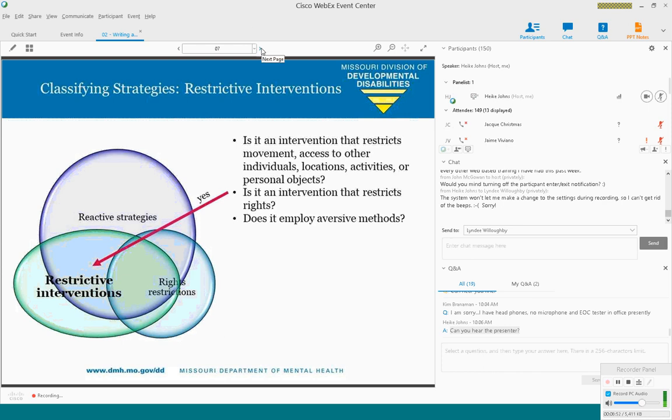So seclusion timeout is an example of something that's both a reactive strategy and a rights restriction. Using a response cost, fines, making somebody pay restitution after damaging something is also a restrictive intervention. As I mentioned, prohibiting phone use or limiting its use is restrictive. If you're limiting somebody's ability to go in the community or you're delaying it after something has happened, that's a restrictive intervention as well. If you limit the amount of money somebody can keep, that's also a restrictive intervention.